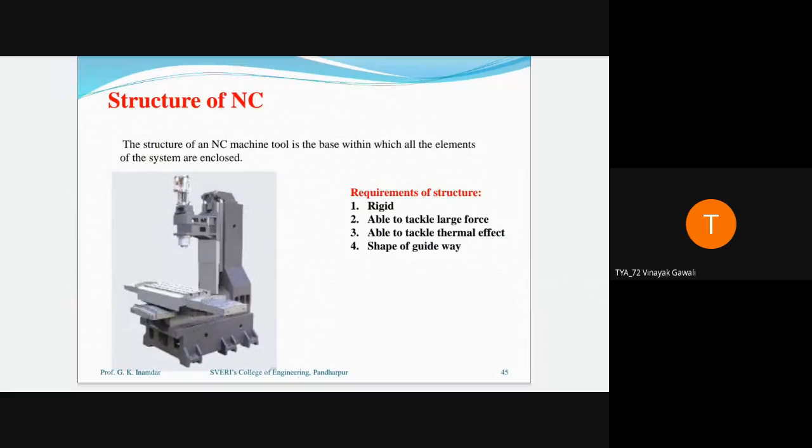The structure of an NC system is the frame within which all the elements of the system are enclosed. Whatever elements, drives, machines and different extra tools are required for the NC system are all included in the structure. Now, the requirement of the structure: what should the structure be? Some requirements for the structure: the structure should be rigid.